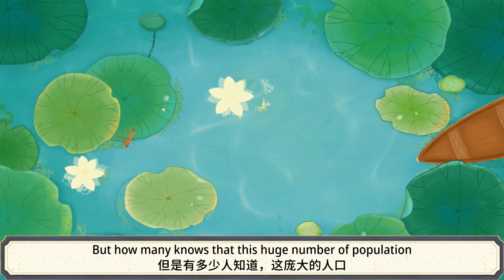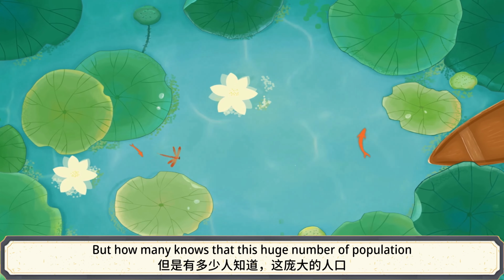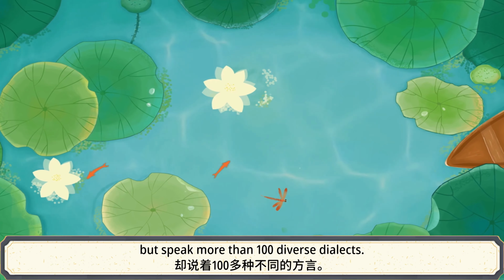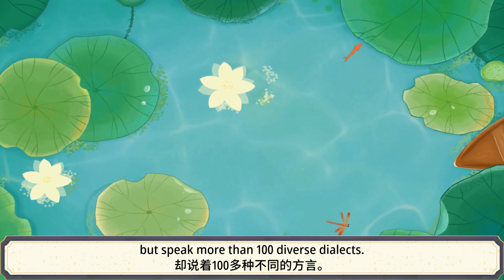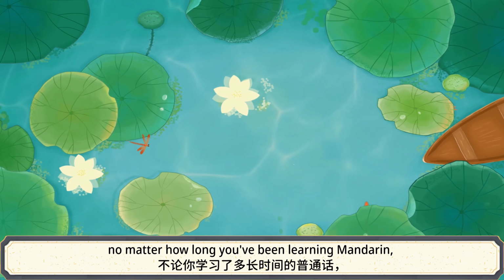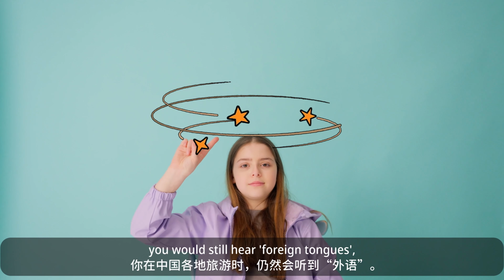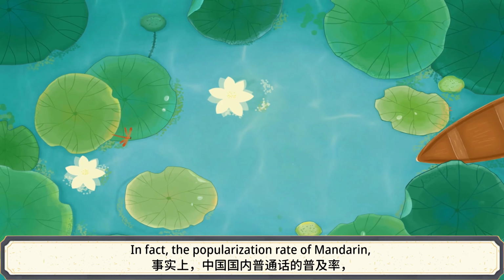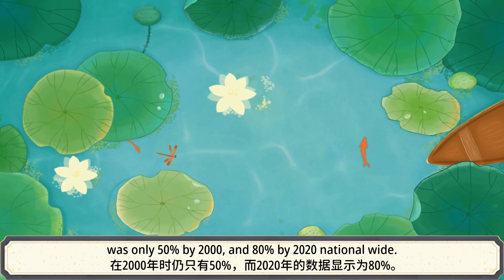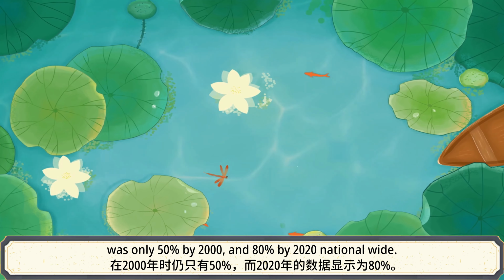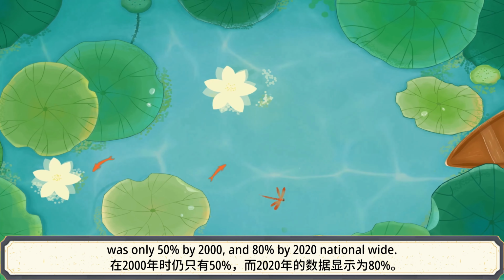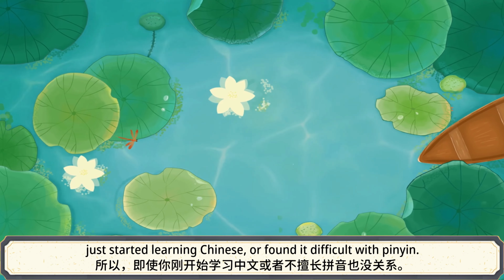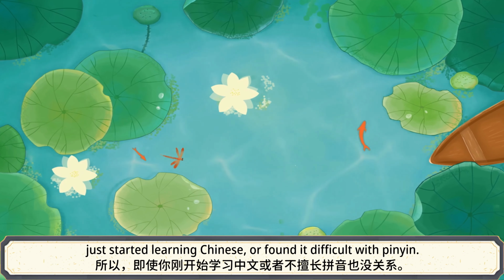But how many know that this huge population, even though they share the same language character database, speaks more than 100 diverse dialects? No matter how long you've been learning Mandarin, you would still hear foreign tongues when you visit different places in China. In fact, the popularization rate of Mandarin was only 50% by 2000 and 80% by 2020 nationwide, so you're not far behind if you just started learning Chinese or find it difficult with pinyin.